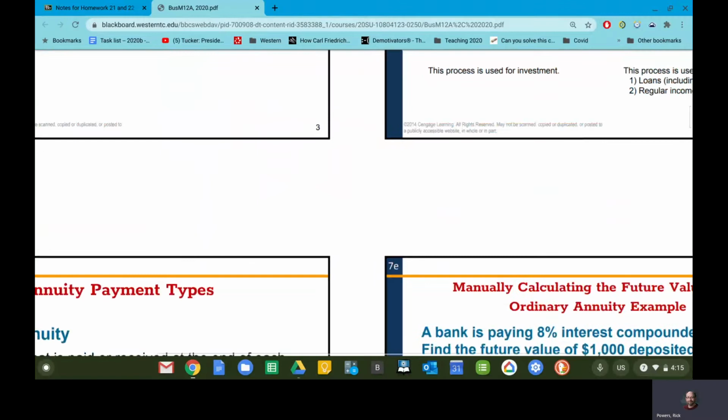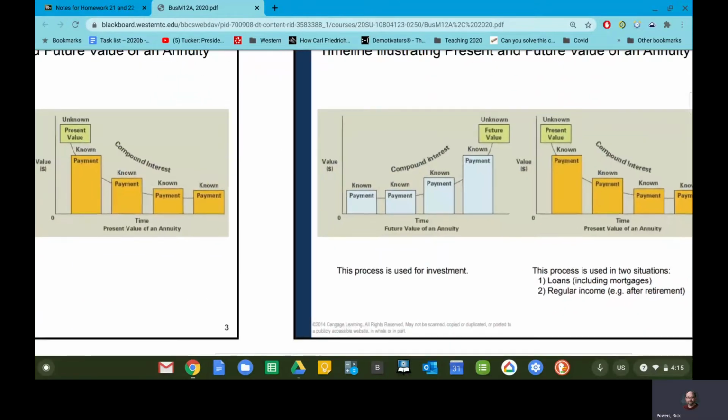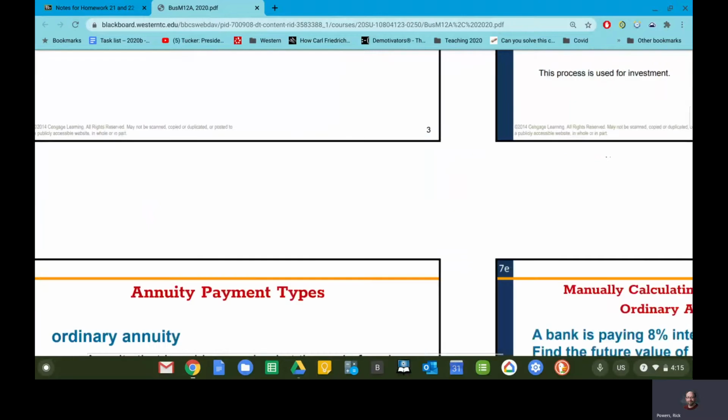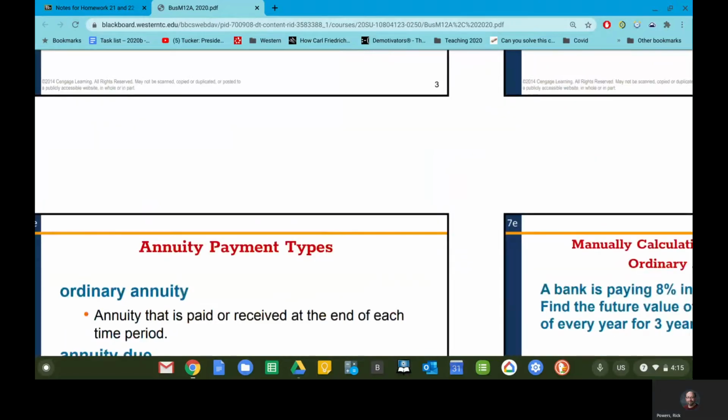Now, another detail here is that we are always going to be using what's called an ordinary annuity. That is where those payments happen at the end of the time period. So if it's a monthly thing, then the payment is made at the end of the month. If it's quarterly, then it's the end of the quarter. If it's annually, then those things happen at the end of the year.